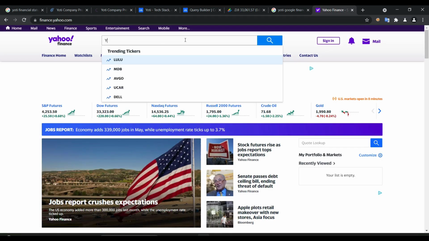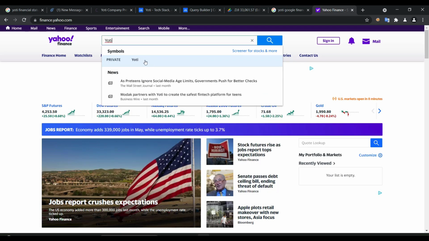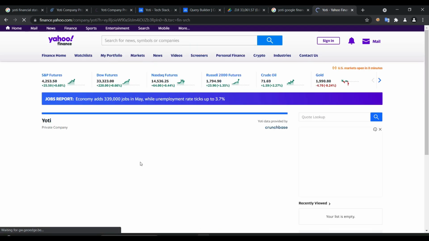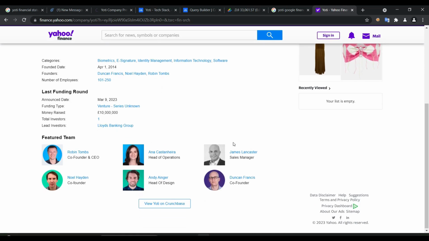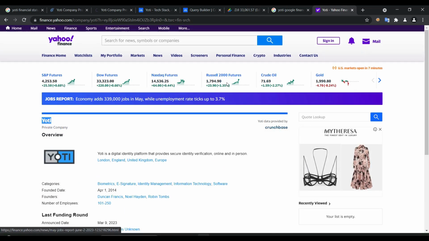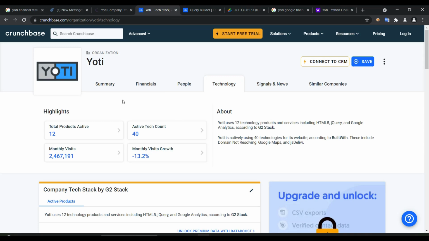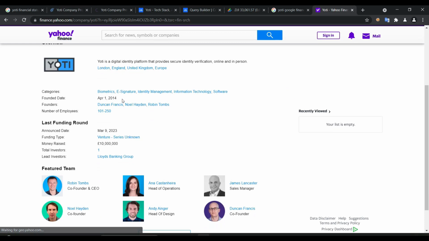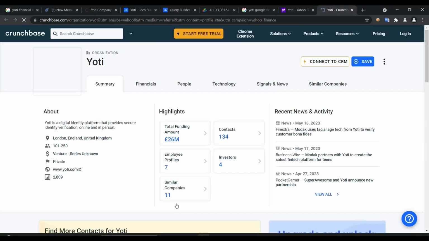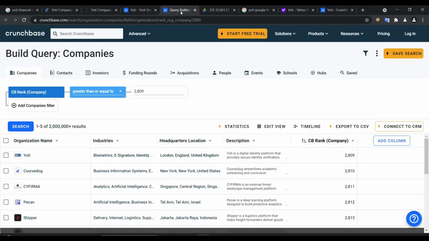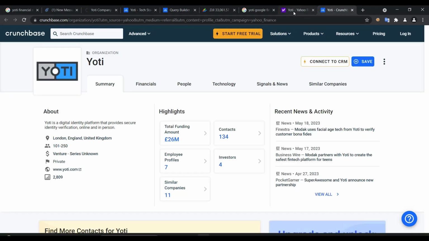So if we type, as we said before, YOT, YOT private. Wow, you can see here that even YOT and the financial records are being provided by Crunchbase. So they are outsourcing the search of the financial statuses from Crunchbase, which is good. But here they have somehow more information and more team included as well. And then view YOT on Crunchbase, and we came back to here. Funny thing. So you see, that's why I tell you check multiple sources.